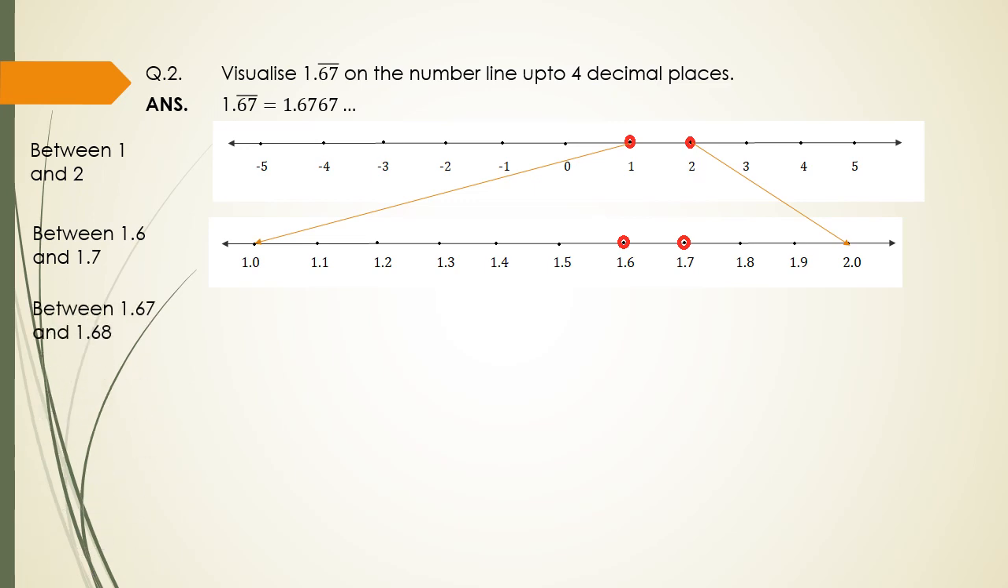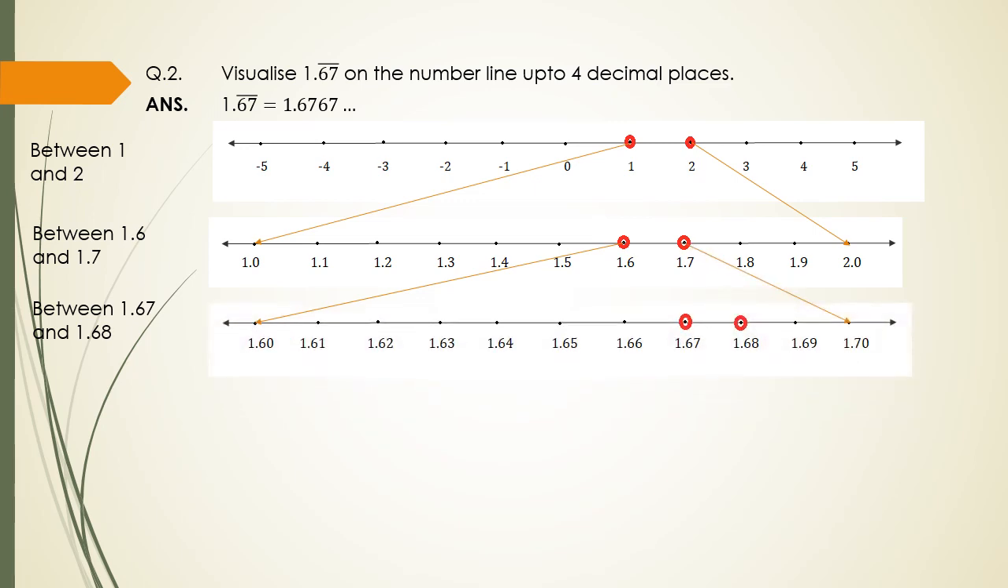So let us see. We are representing 1.6 as 1.60 and 1.7 as 1.70. Once again we have divided that portion into 10 equal parts. Now each part, the value of each part will be 0.01 units. That's why we have represented numbers like 1.60, 1.61, 1.62, 1.63 and so on up to 1.7, that is 1.70.